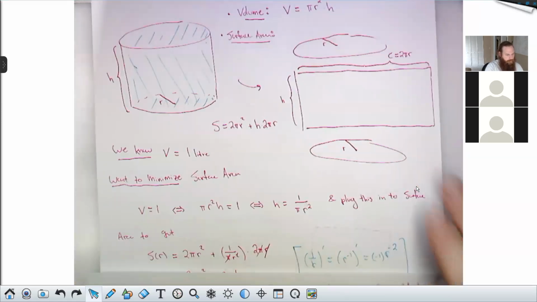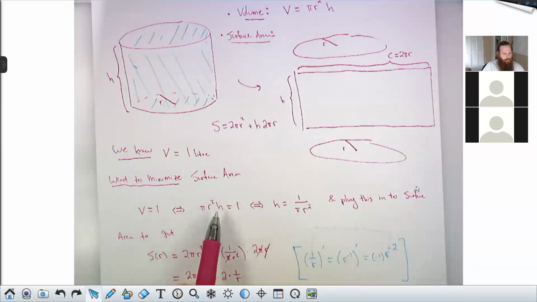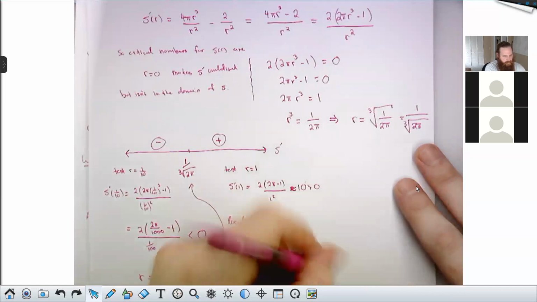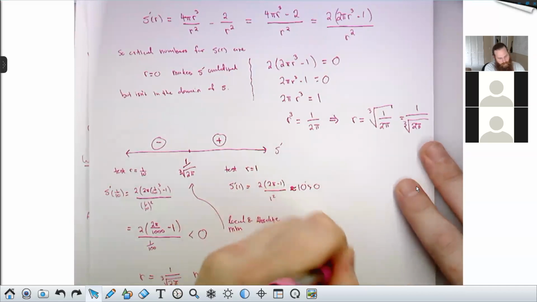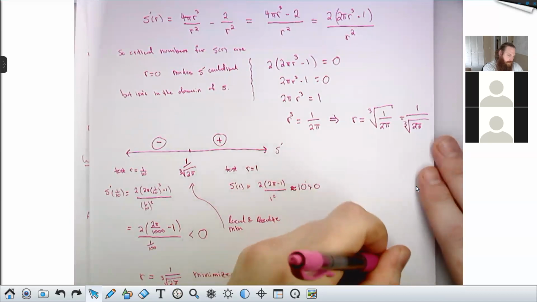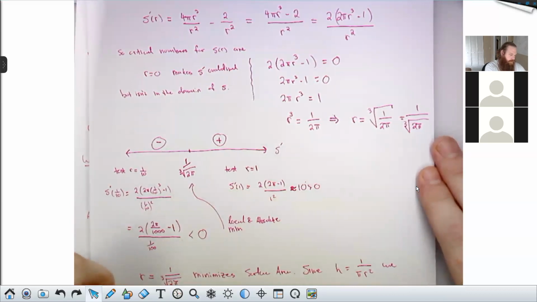So again, to find the other dimension, you go back to your constraint. Our constraint was the volume being equal to 1. So I can come back here and say, since h is 1 over pi r squared, we find that h has to be 1 over pi times 1 over the cube root of 2 pi, squared.